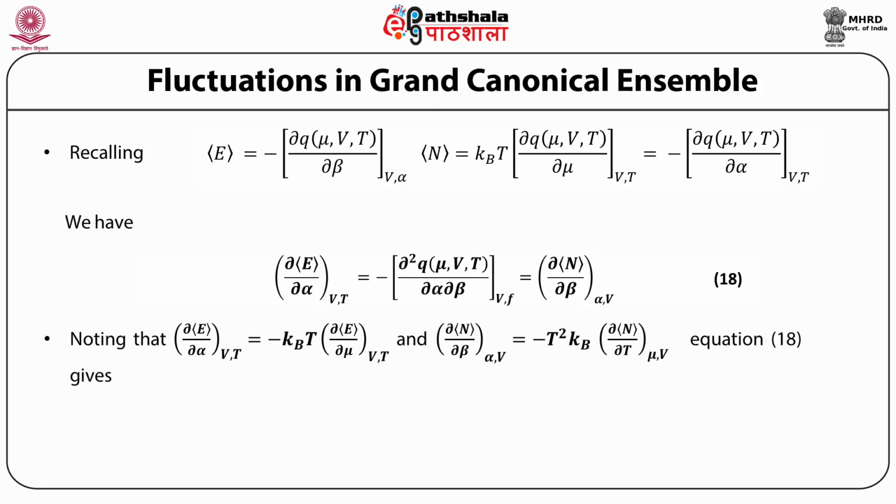Noting that the partial derivative of E with respect to alpha at constant V and T is equal to minus kBT multiplied by the partial derivative of the mean value of E with respect to mu at constant V and T, and the partial derivative of the mean value of the number of particles with respect to beta at constant alpha and V is equal to minus T square kB times the partial derivative of the mean value of N with respect to temperature at constant mu and V. Equation 18 gives 1 upon T multiplied by the partial derivative of the mean value of E with respect to mu at constant V and T, equal to the partial derivative of the mean value of the number of particles with respect to temperature at constant mu and V.